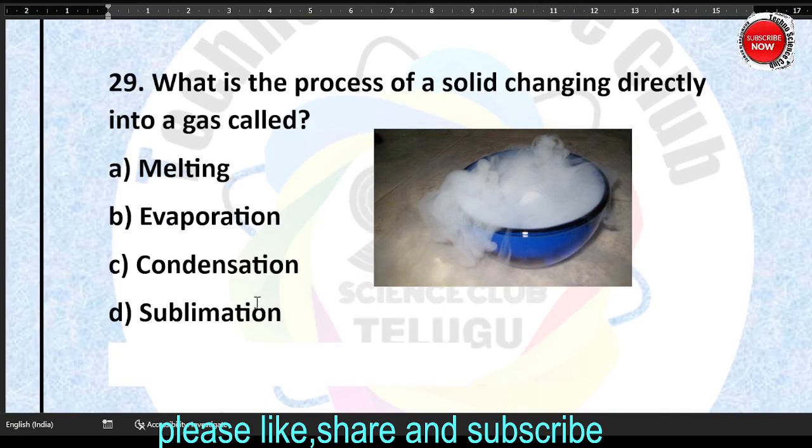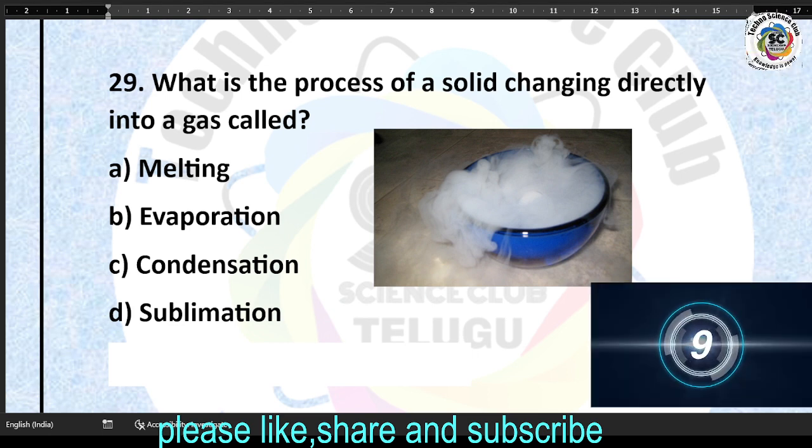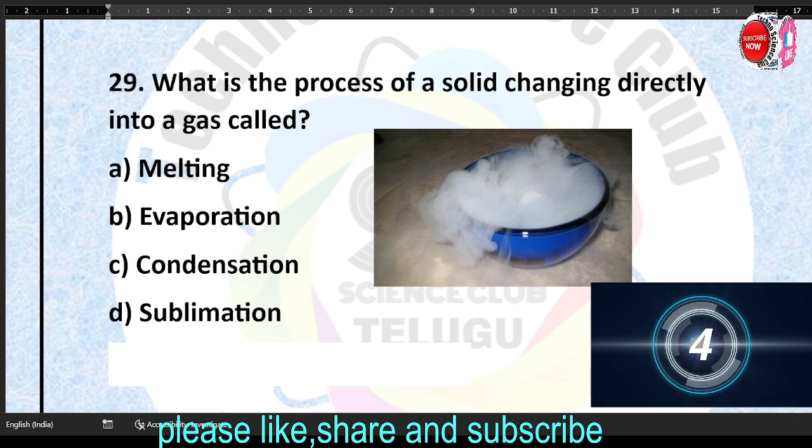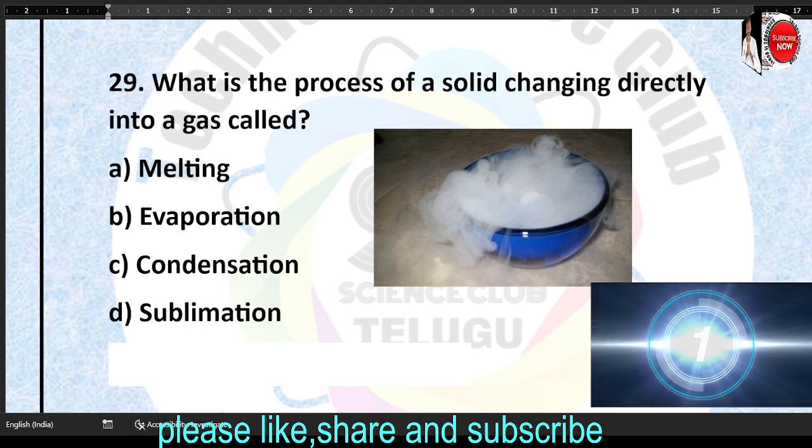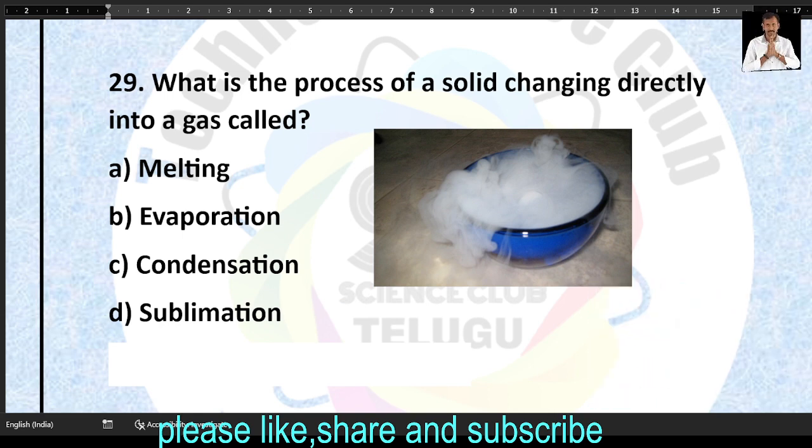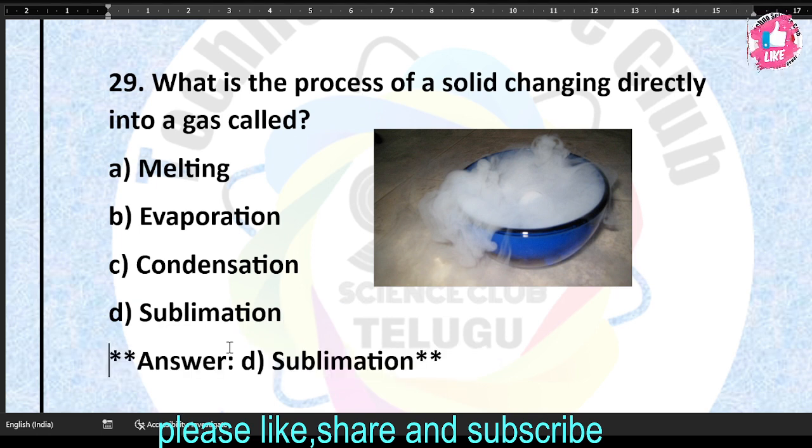What is the process of a solid changing directly into a gas called? The process in which a solid directly changes into gas, like camphor. That process is called sublimation. Option D is the correct answer, sublimation. Changing solid directly to gas without changing into the liquid state.